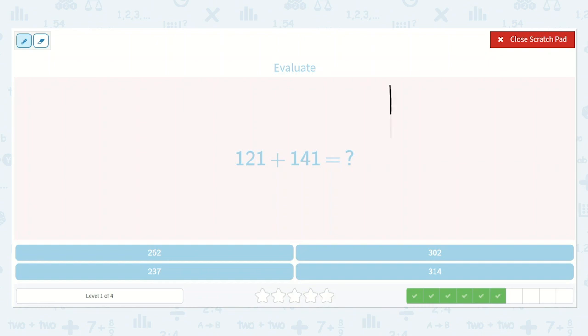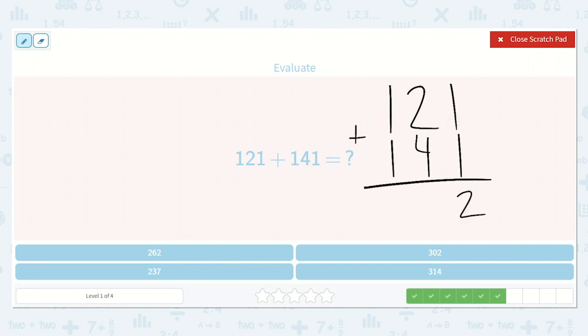Here we have 121 plus 141. Remember, it's super important that we keep our ones, tens, and hundreds in line. 1 plus 1 is 2. 4 plus 2, or 2 plus 4, is 6. And 1 plus 1 is 2. 262.